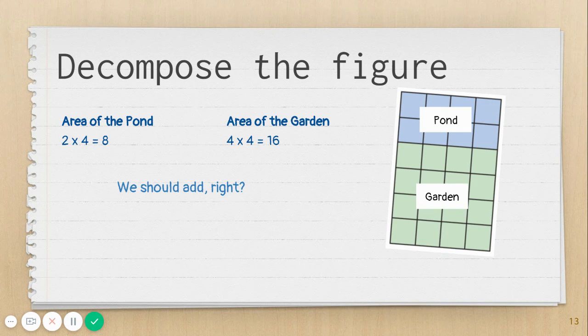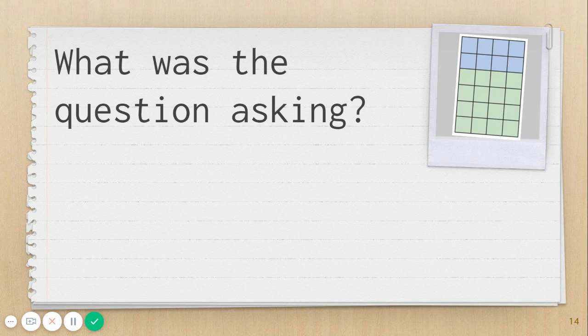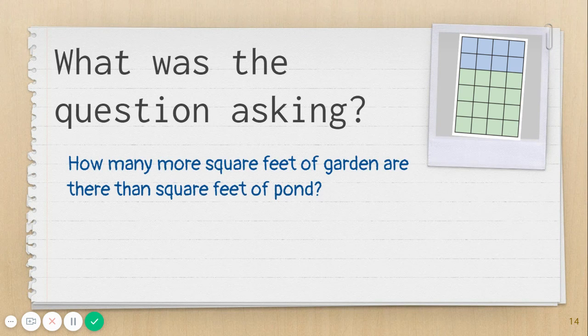But should we add? Did they say what is the total area of the garden and pond? Or did they say how many more? How many more is a trigger phrase, and you should go, whoa, whoa, whoa. The question is asking how many more square feet of the garden are there than square feet of the pond?